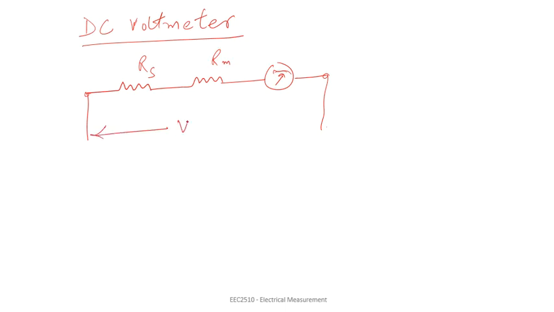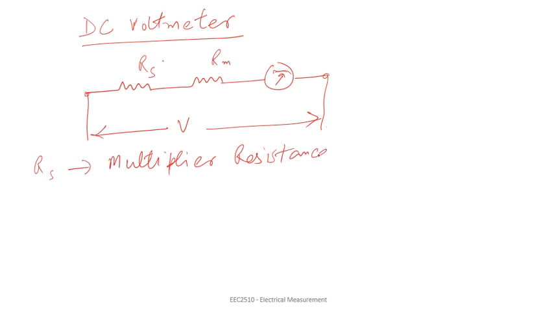This is the voltage across the meter. So this Rs, you can say, is the multiplier resistance. Because it increases the range of the voltmeter, this multiplier resistance or series resistance actually increases the range of the voltmeter. That is why we can call it a multiplier resistance.